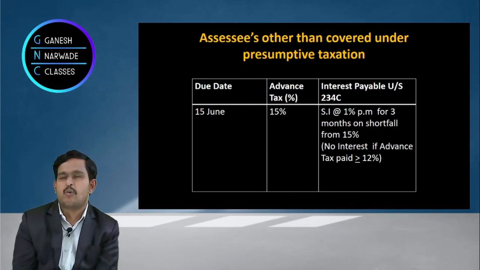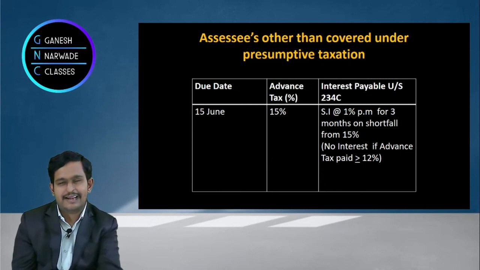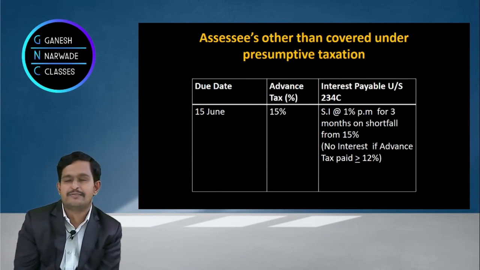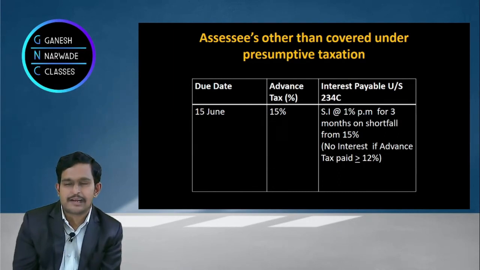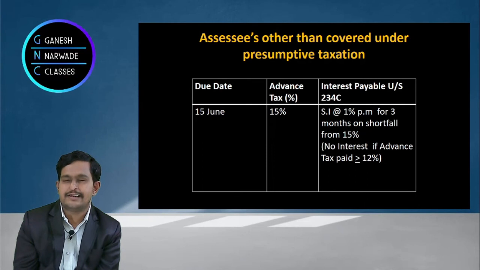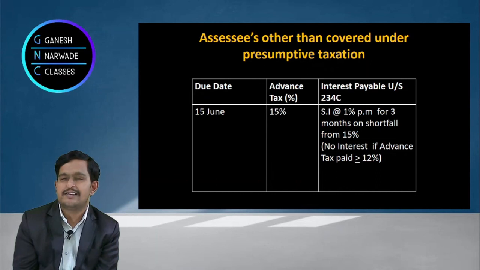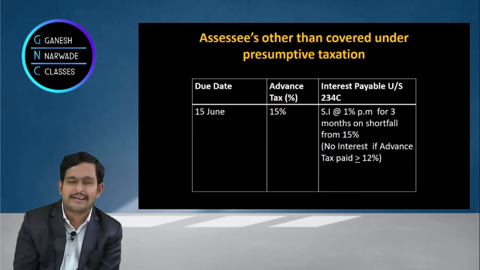Now, 2 quarters over, December 15th came, you should have an exact estimate of your income. And you should have paid 75% of the total tax as advance tax. Till 15th December, 75% you should have paid. But you did not. So what will happen? Then 3% interest will again be charged because you defaulted the quarter.